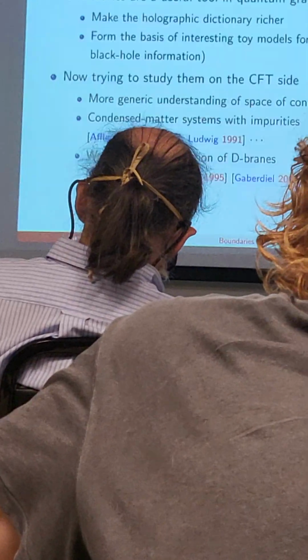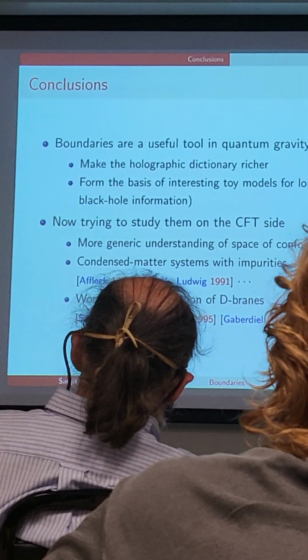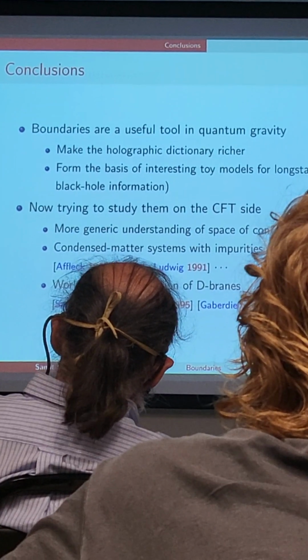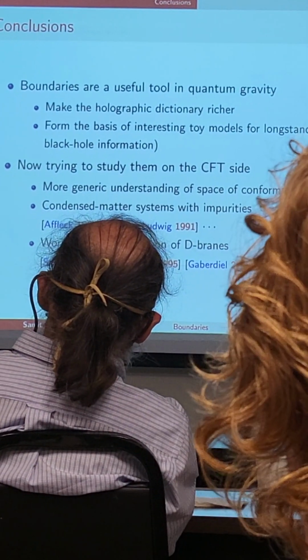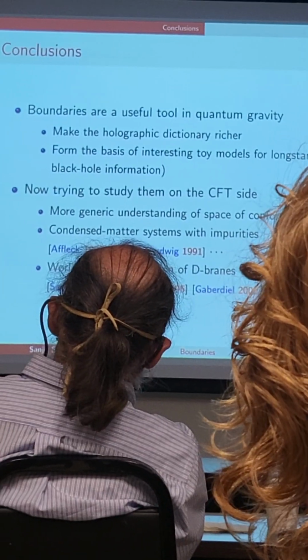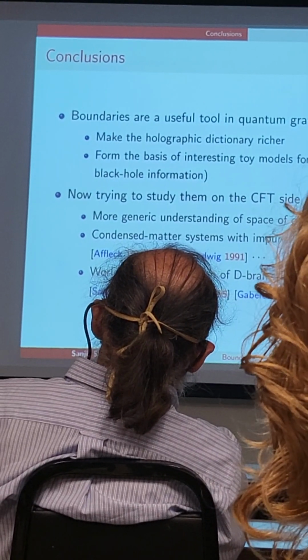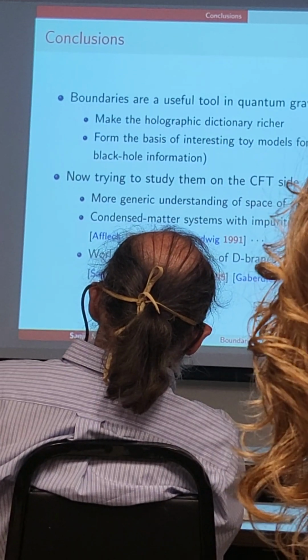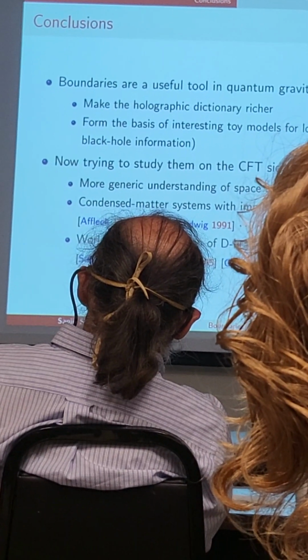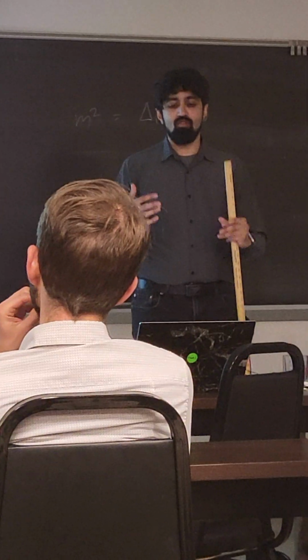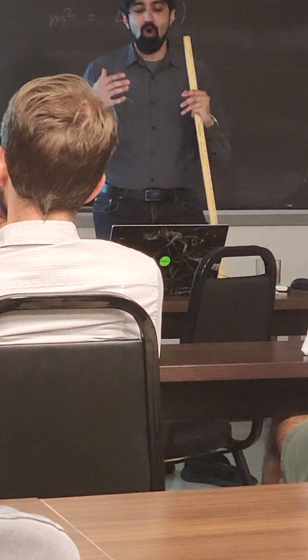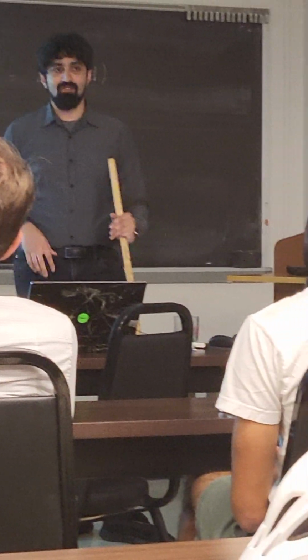Okay, so just to wrap up here, overall, boundaries seem to be a pretty useful tool to play around with these toy models of semi-classical quantum gravity. Not only do they make the dictionary richer by adding these new entries or changing entries up, like the reflecting geodesics, but they can also form the basis of these nice toy models to try and poke at long-standing problems and puzzles like black hole information.